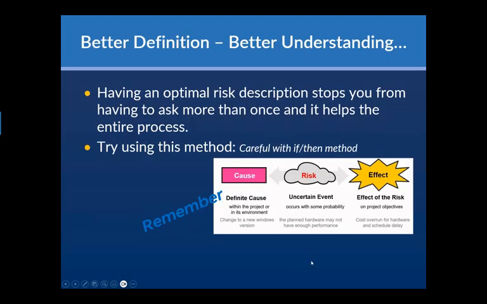There's my, I put this information in here. Having a really better definition leads to better understanding. So just be careful. Some people use that if-then method, if this happened, then.